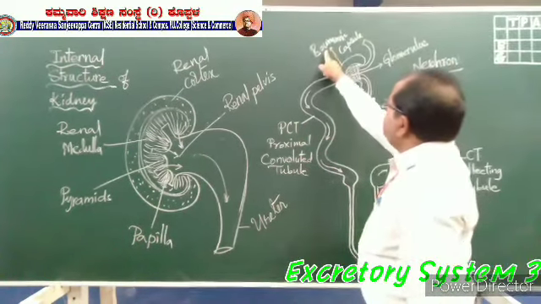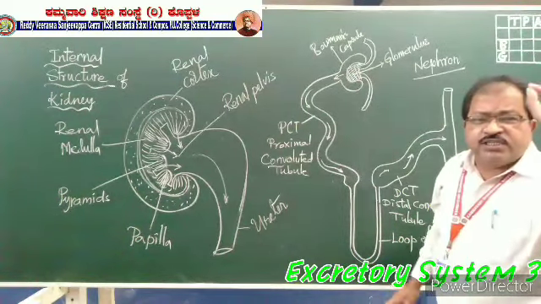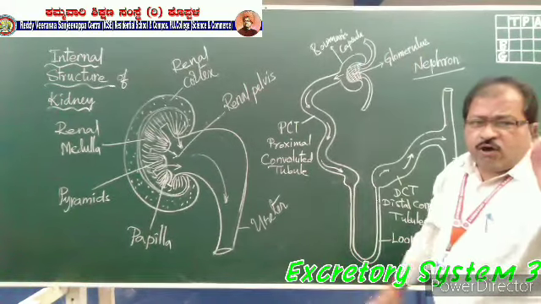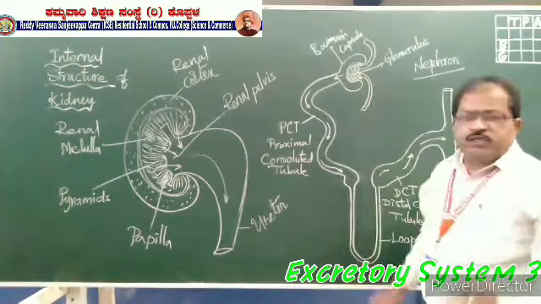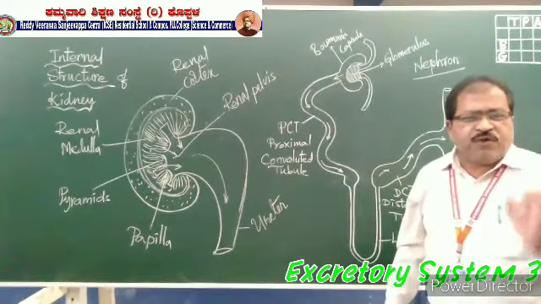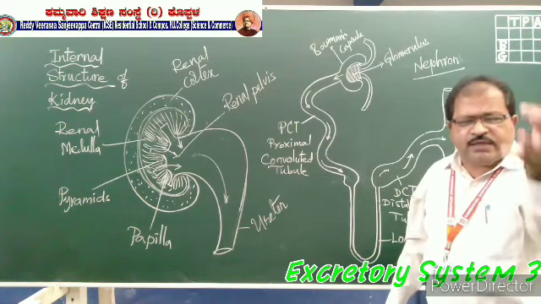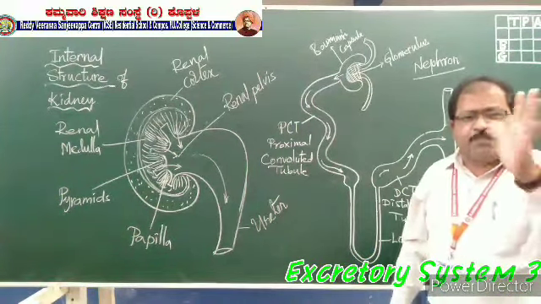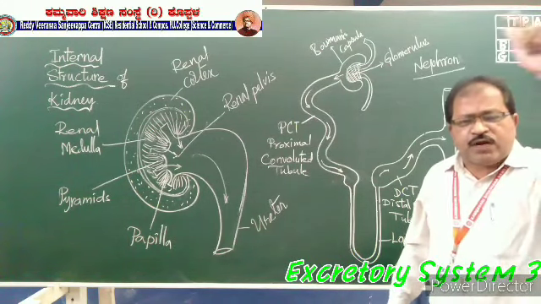Okay, and here you might be seeing Bowman's capsule and the glomerulus together called Malpighian tubule. And this glomerulus is the major structure in this nephron, where blood is filtered. Remember, blood is filtered in the kidney. Blood is purified in the lungs. This is very important. Remember this. Blood is purified in the lungs, and the blood is filtered in the kidney.